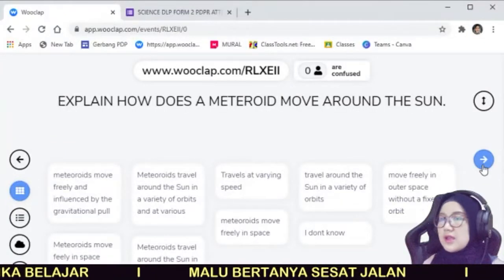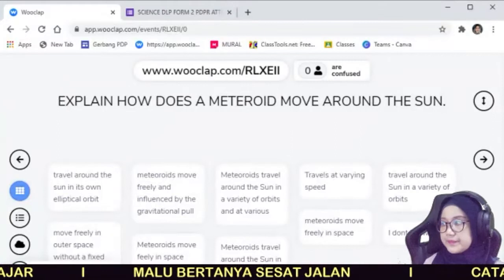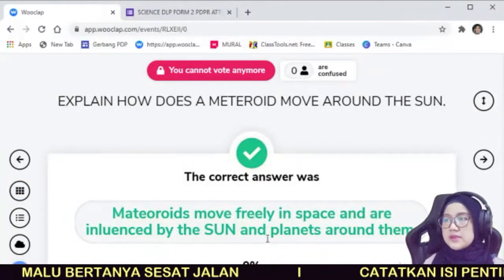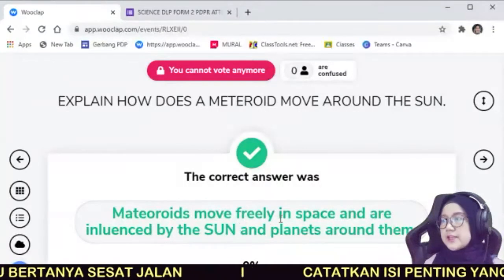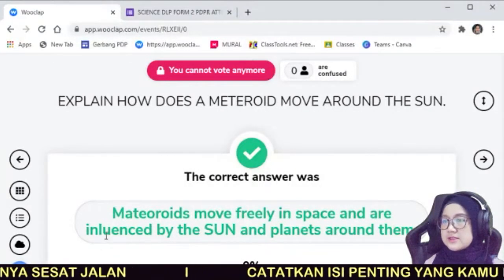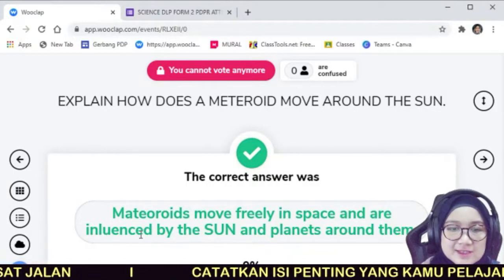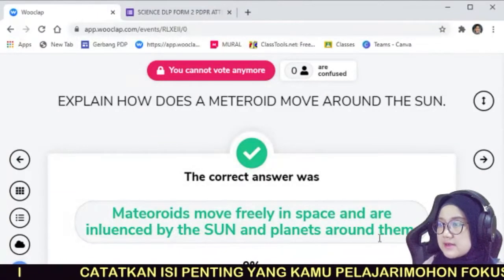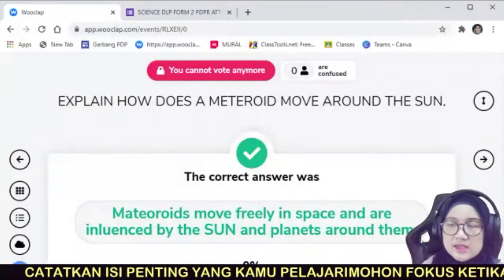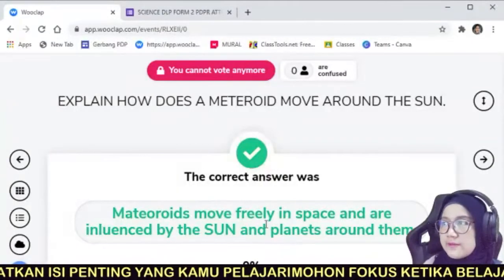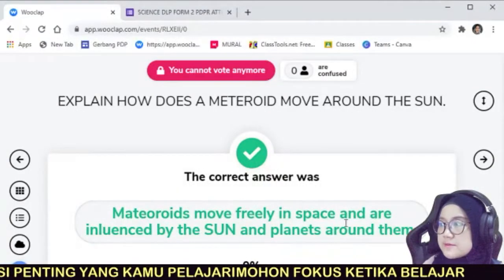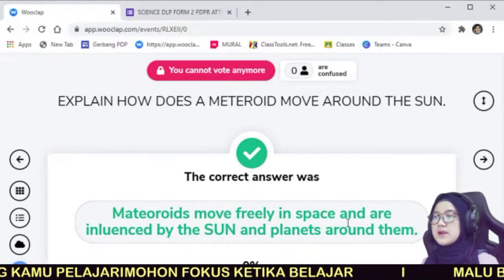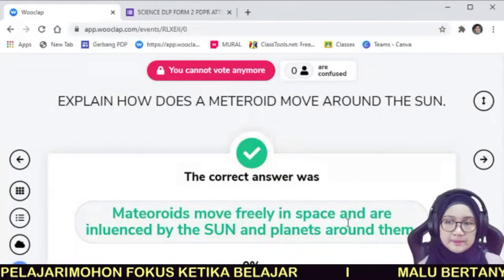I don't know. Okay, let's see the answer. Actually, what is the answer? Okay, this is the answer. Meteoroids move freely in space or are influenced, it's not influence, it is a typo, influenced by the sun and planets around them. Okay, that is how meteoroids move. Meteoroids move freely in space because they do not have their own orbit and are influenced by the sun and planets around them.